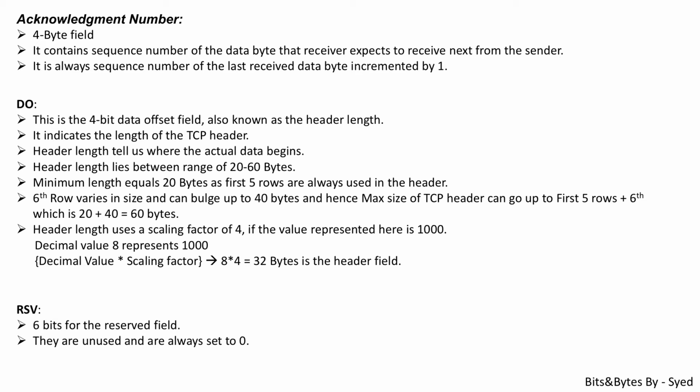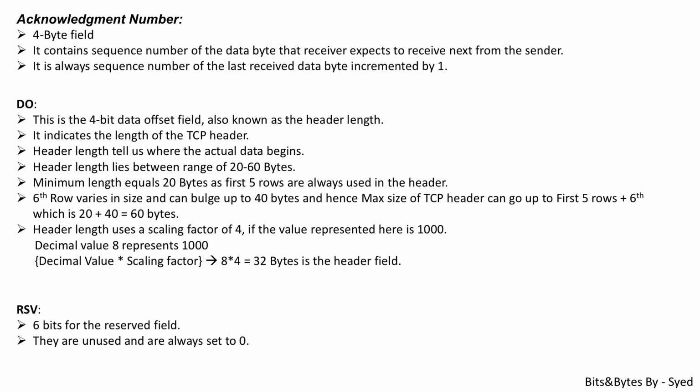When data is received, the receiver has to respond to the sender saying that it has successfully received the data. To do so, it uses the next field, the acknowledgement number. It's a 4-byte field. It contains the sequence number of the data byte the receiver expects to receive next. The acknowledgement number is the last byte plus 1. For example, if 10 fragments were received, the acknowledgement number would be 11, saying I have received till 10, now send me 11 onwards.